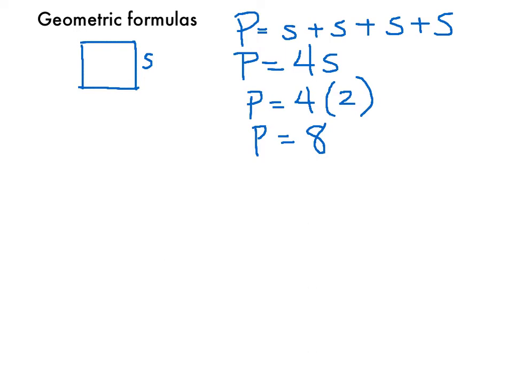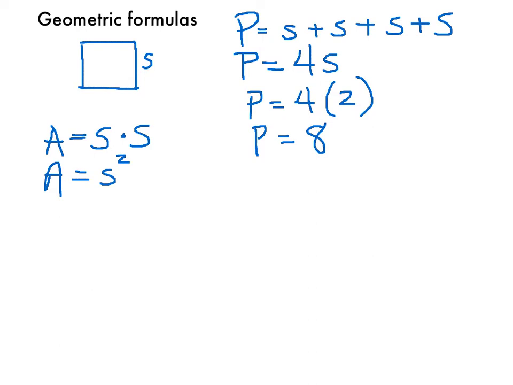Now let's use the letter A to stand for area. And let's write a rule that can be used to find the area of a square if we know the length of its side. So we can say A, area, A equals S times S. Or we can say area equals S squared.